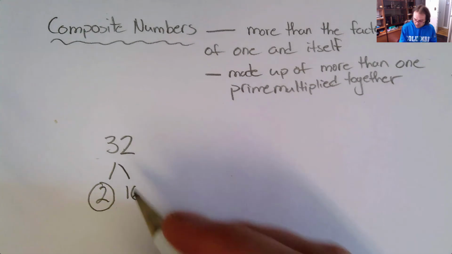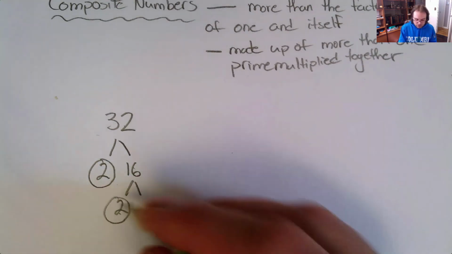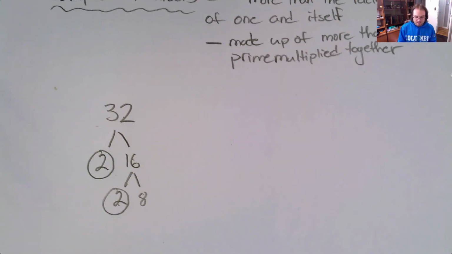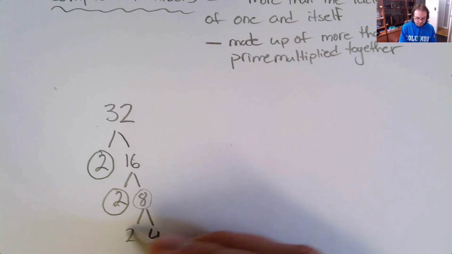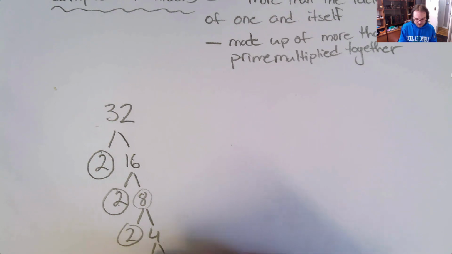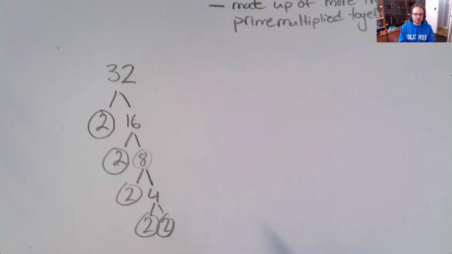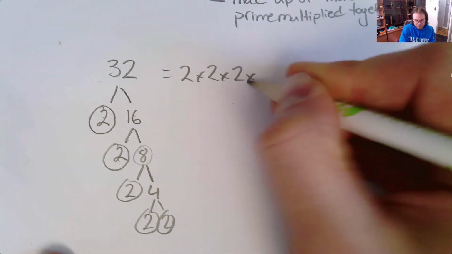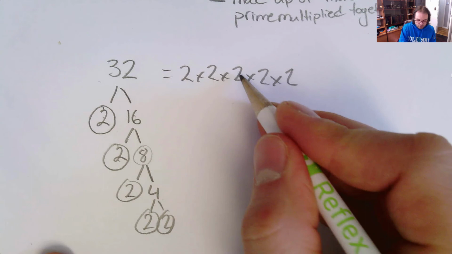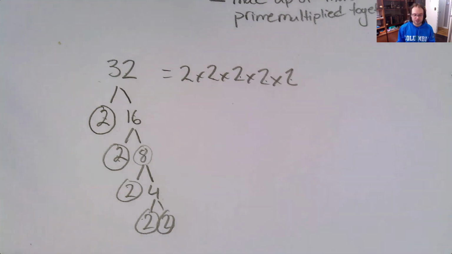Okay, 16 is not. I could divide 16 by 2. 2 again is a prime number. 2 times what is equal to 16? Well, 2 times 8 is equal to 16. Now, 8, I could factor this one as well. So I'm going to get 2 and 4. And then 4 can be factored down to 2 and 2. So now, what are my prime factors of 32? I'm going to end up getting 2 times 2 times 2 times 2 times 2. So that's 1, 2, 3, 4, 5 2s. And we have here 1, 2, 3, 4, 5 2s multiplied together to get 32.